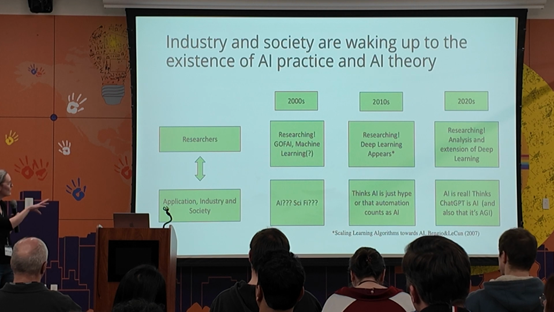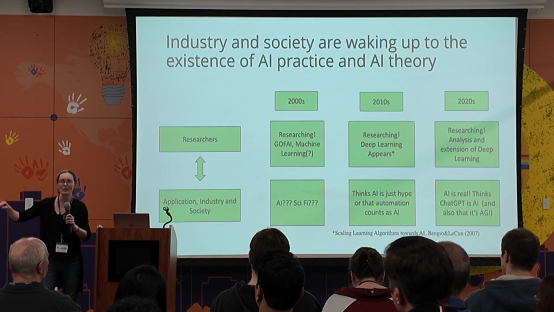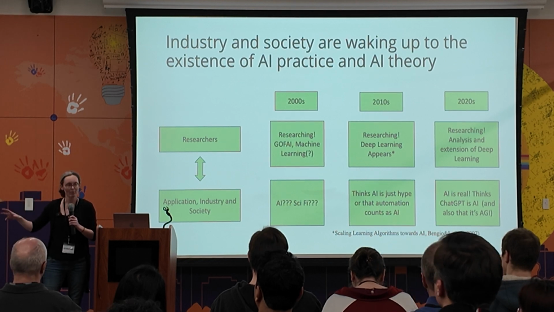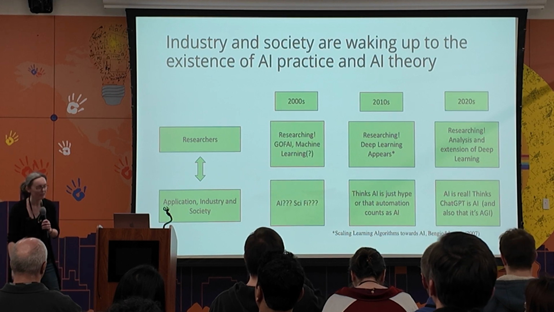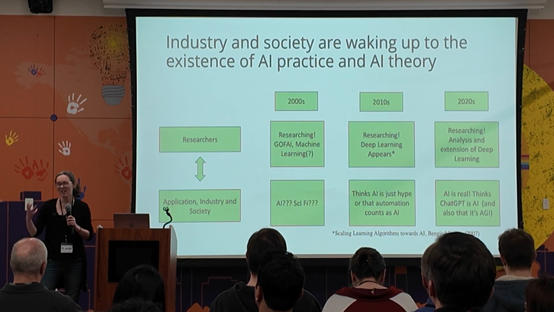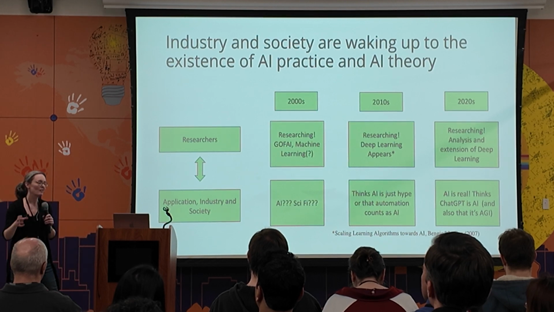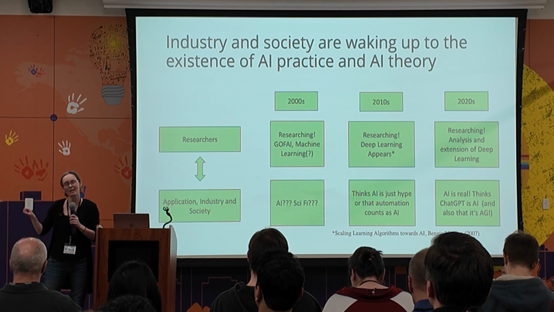What's happening in industry and society? Well, there is starting to be more penetration into this space, but there's so much hype that there's a huge amount of skepticism. A lot of the time people are trying to say that automation is AI, the use cases are difficult to come by, but it's starting to get in there.